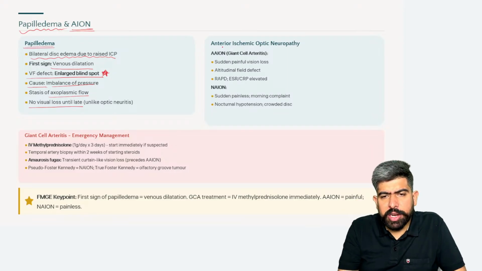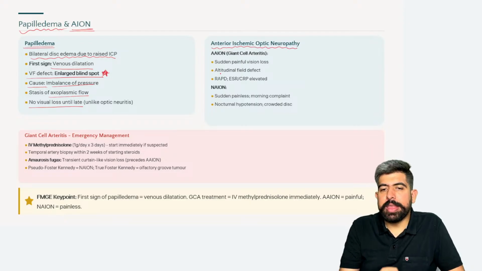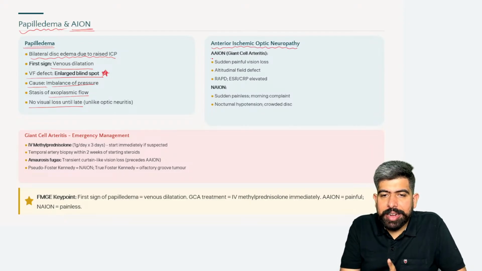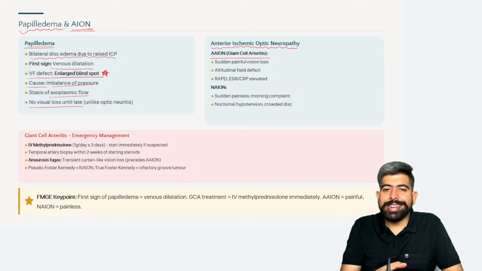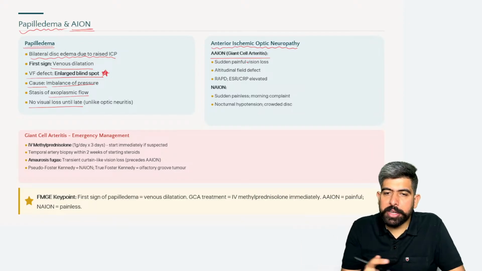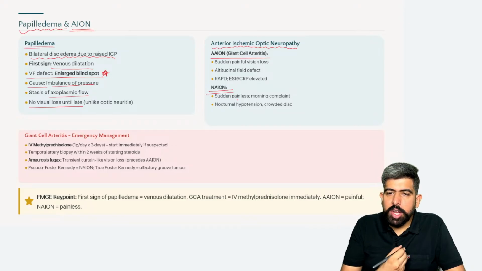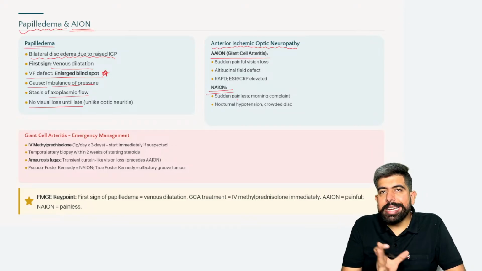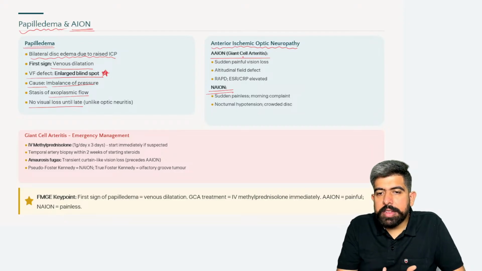But in anterior ischemic optic neuropathy, now listen to this part. It has the arteritic form, which is giant cell arteritis. Giant cell arteritis is known as arteritic anterior ischemic optic neuropathy, and then we have the non-arteritic anterior ischemic optic neuropathy. How does it differ from giant cell arteritis?